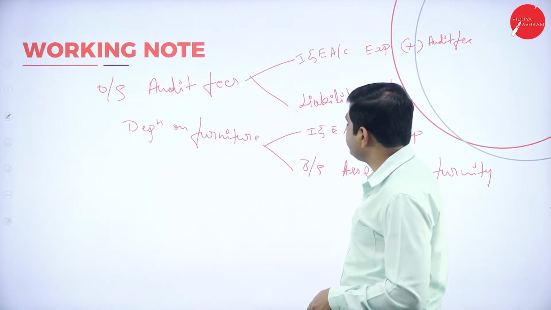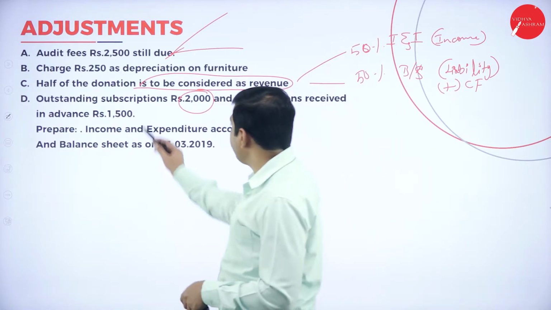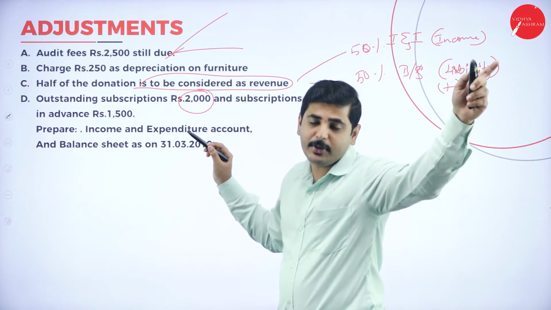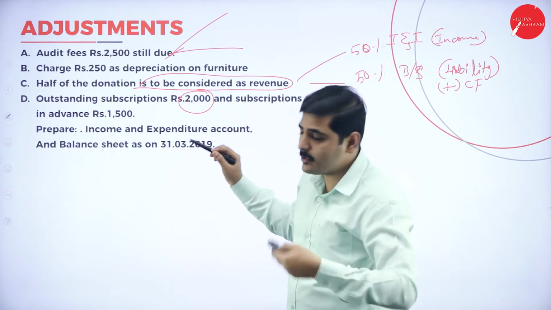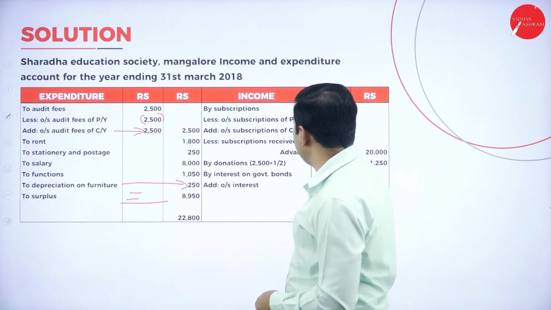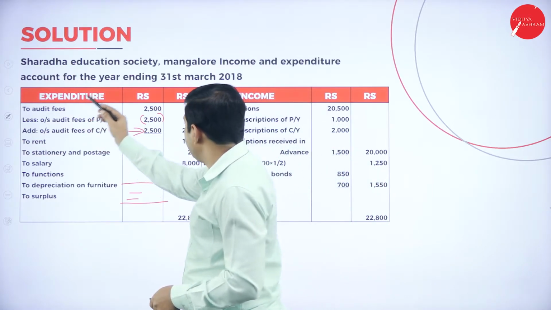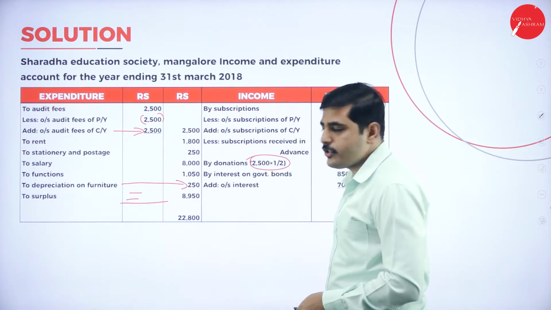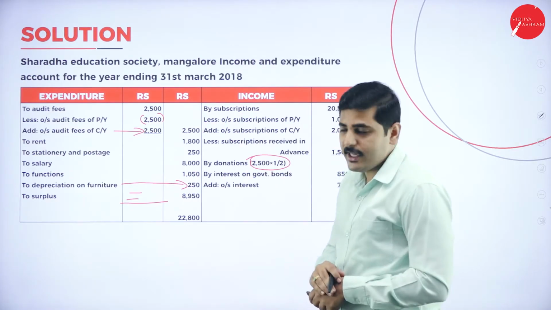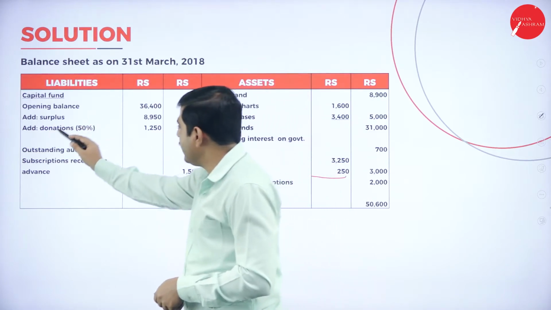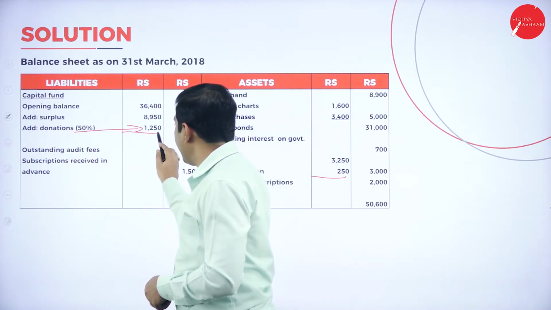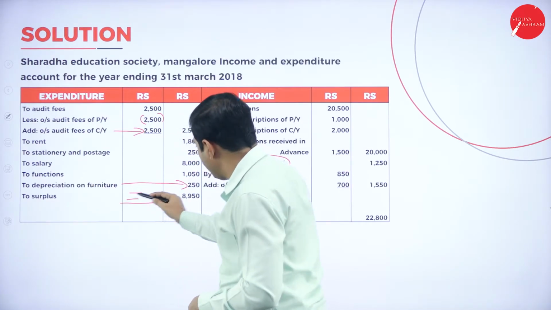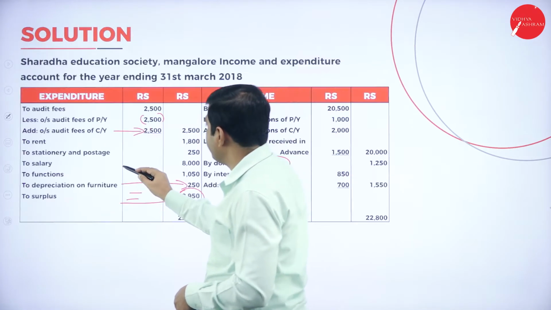Now coming to the next adjustment: half of the donation is to be capitalized. 50% should be shown in the income and expenditure account. Remaining 50% should be shown in the liability side of the balance sheet, add to the capital fund. So again we will show here, see here. Donation is an income. So half of the donation should be shown in the income side, remaining half should be added to the capital fund, opening balance plus surplus, whatever the amount difference is got to the surplus. So later we can add this.